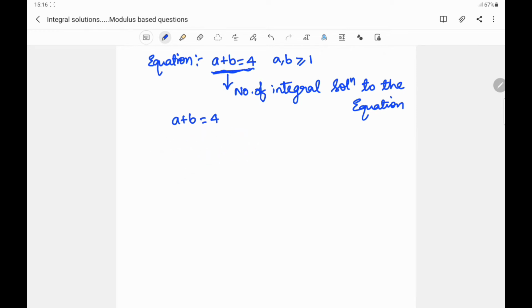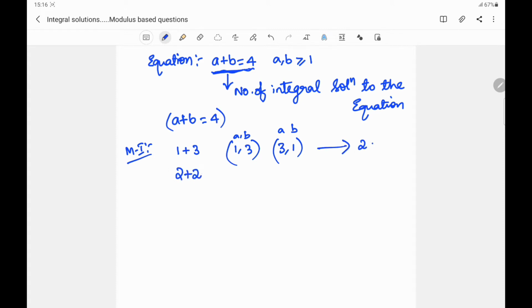Now let us start with this question. In this question the equation given is a plus b equals to 4. Now using the traditional method, what are the values which a and b can take? So a can take 1, b is 3. So 1 comma 3 is one solution to this equation. This can also be interchanged. So 3 comma 1 as a comma b. So it is total 2 solutions we have got till now, and the other one is 2 plus 2.